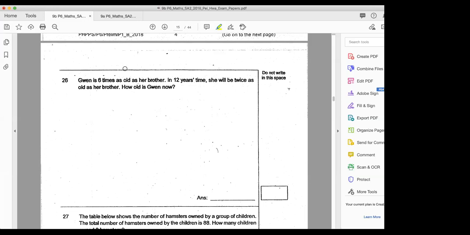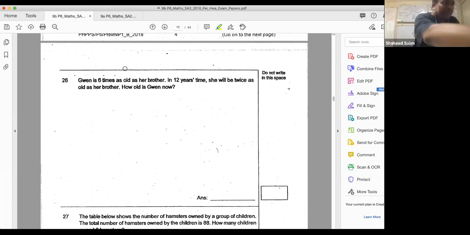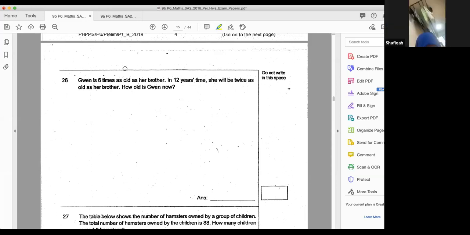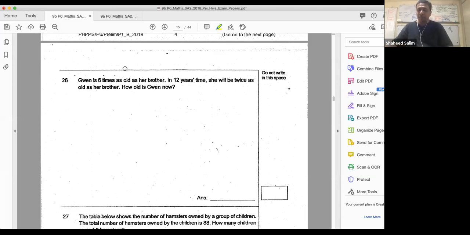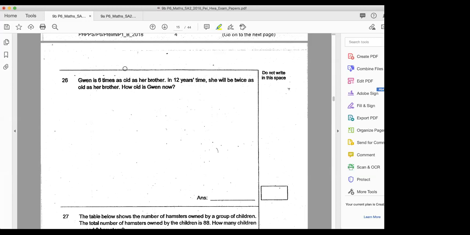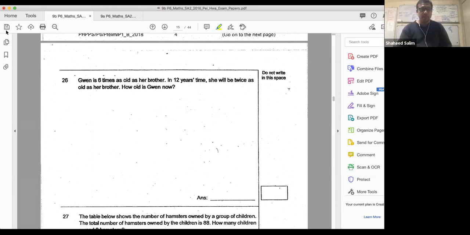Model only. Yes, the model. If you can draw this model, it's good. Is it 18? Your voice disappeared suddenly. Okay, I have not drawn mine. Now this is question number 26. The answer is 18 years old. Congratulations. But let me see your model, please. Can I see your model? Or you don't have a model?